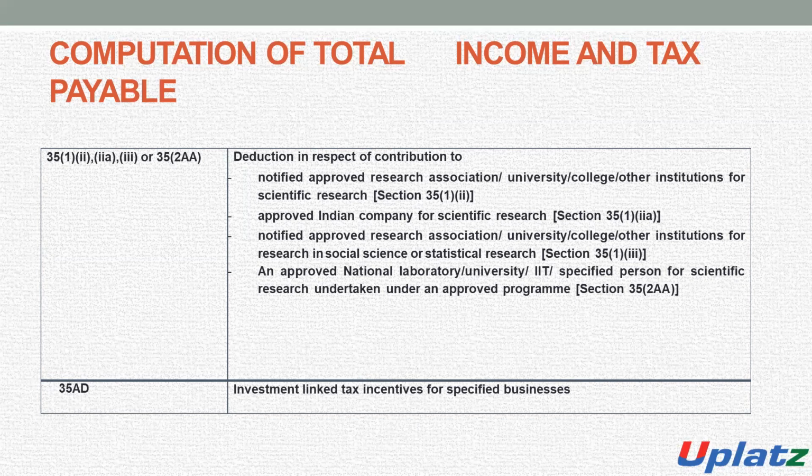approved research association, university, college, or other institution for research in social science or scientific research. When there is any contribution made by the assessee to an approved national laboratory, to any university, to IIT, or a contribution to any specific person for the purpose of scientific research, then these contributions will not be eligible for deduction if the assessee wants to make the payment of tax at the concessional rate of income tax.